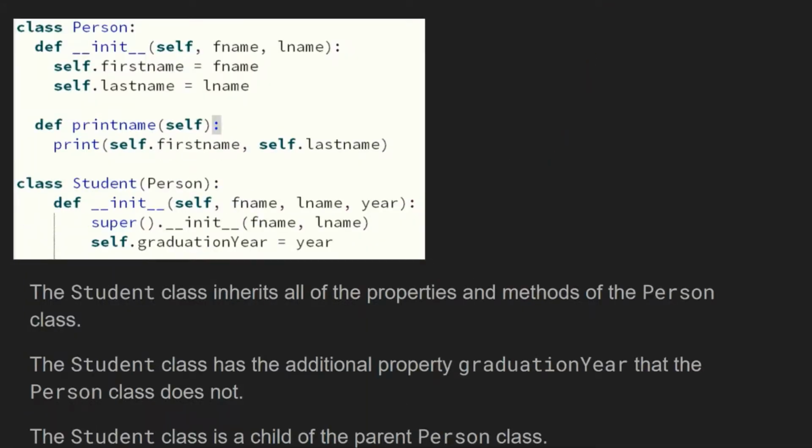So to recap, the Student class inherits all the properties and methods of the Person class. However, the Student class has the additional property, graduationYear, that the Person class does not. Also, the Student class overrides the init function of the Person class. This is all because the Student class is a child of the parent Person class, because the Student class inherits from the parent Person class.